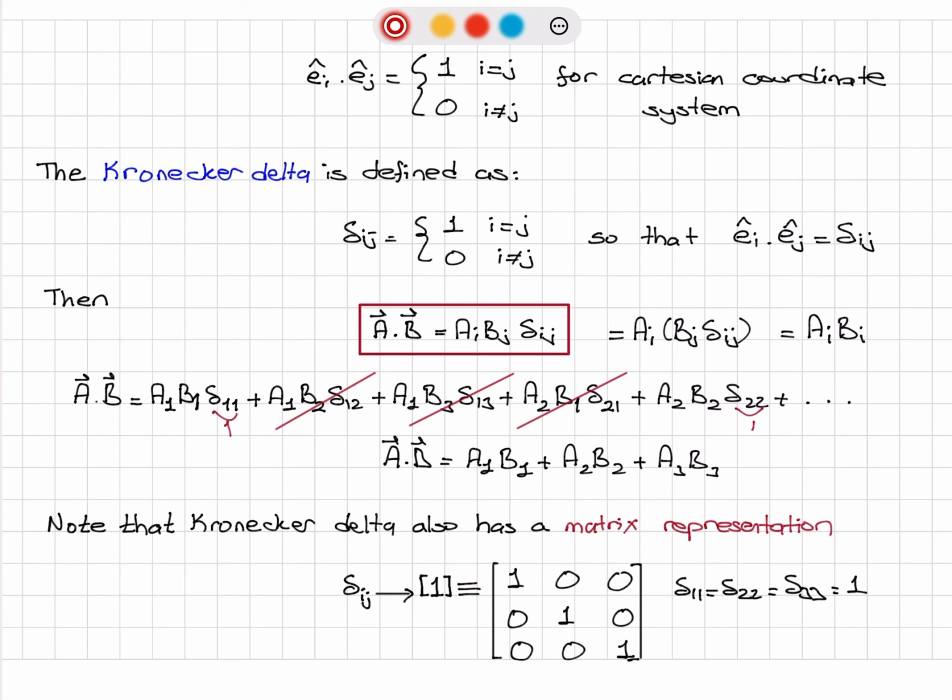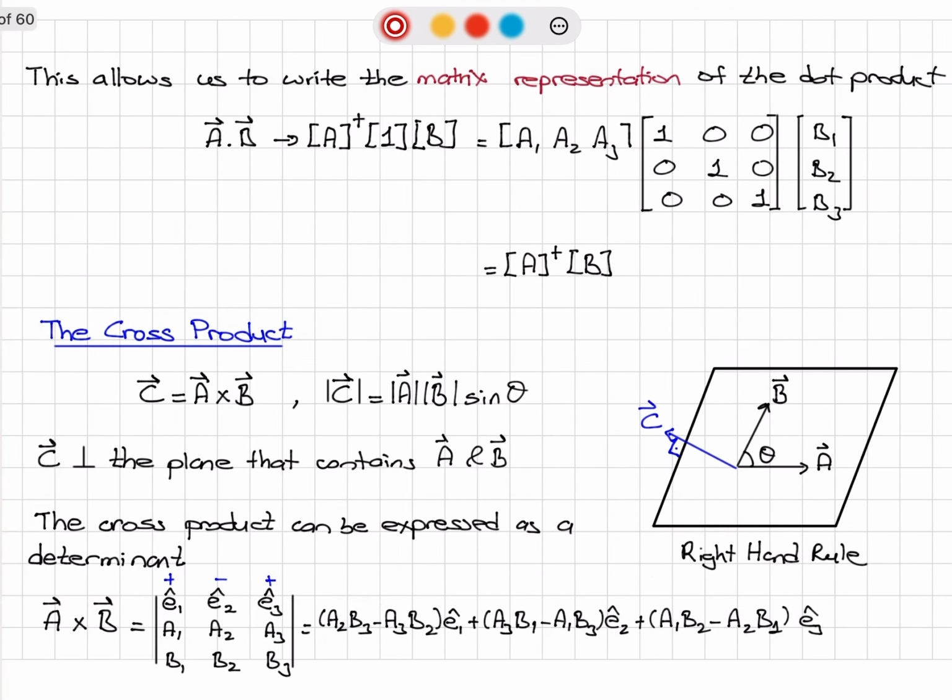I can use the matrix representation for Kronecker delta. It's the unit matrix. And here, for the dot product, I can see that it's the transpose of the first matrix multiplied by the second matrix written in column form in order to represent the dot product of the two vectors. The cross product gives me a third vector which is perpendicular to the plane that contains the vectors A and B. Its magnitude is the product of the magnitudes multiplied by sine of the angle between the two vectors.